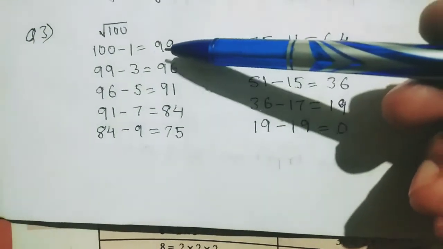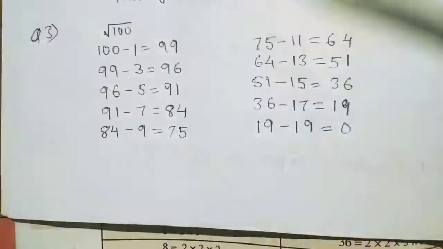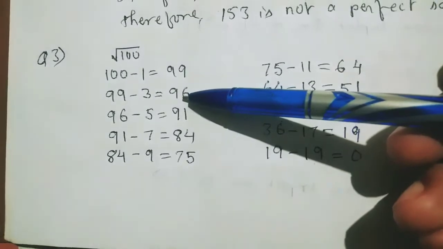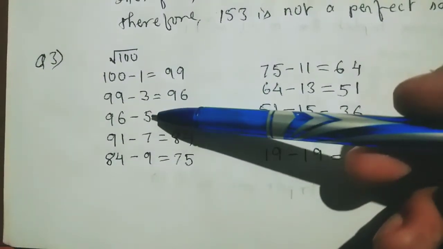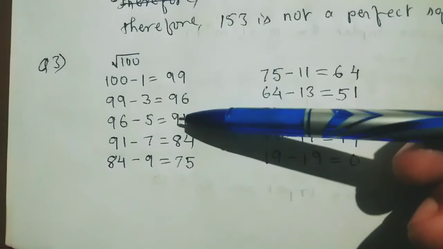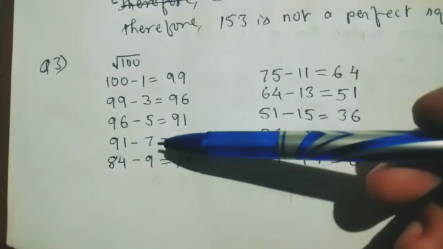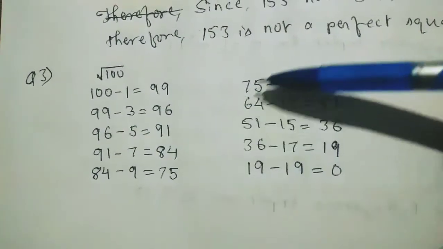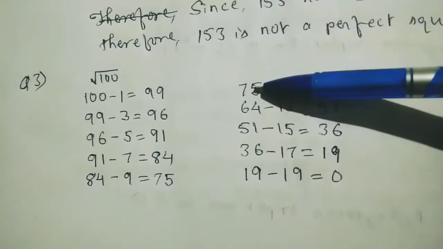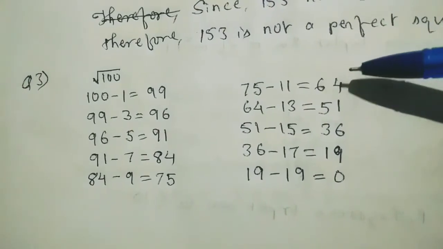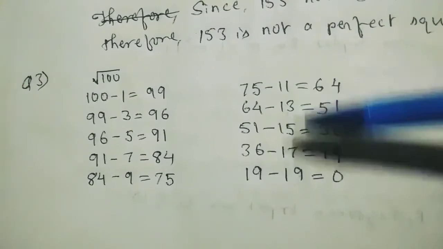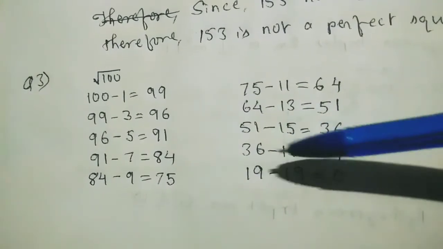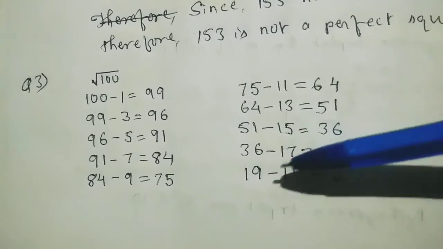Then this 99 you have to subtract by the next odd number, that is 3. Then it is 96. This 96 should be subtracted by the next odd number, that is 5. So it is 91. Again 91 will be subtracted by the next odd number 7. In this way you have to continue the subtraction. After here, 75 minus 11 is 64. You have to continue till you get the answer 0. When you get 0 after subtraction by odd numbers, then you have to stop.